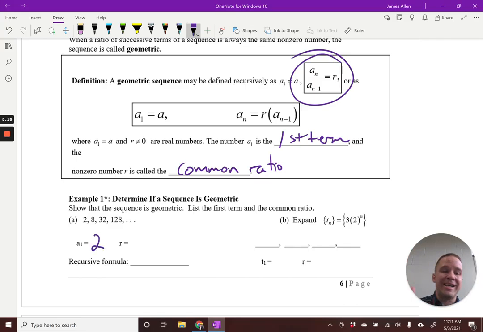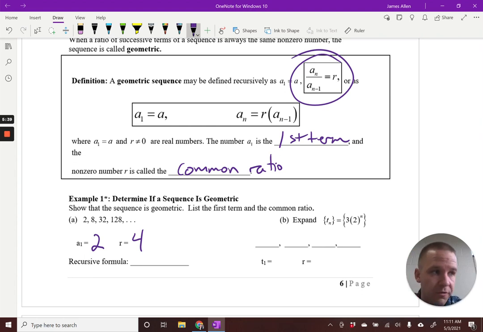Common ratio: I can take any one of those numbers. I'll do 8 divided by the previous, that's 2, which gives me... my common ratio is 4. So that's my common ratio. 32 divided by 8 is 4. 128 divided by 32, that's 4, right? So that's my common ratio.